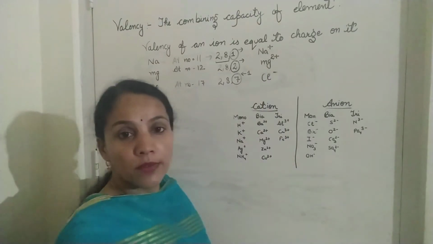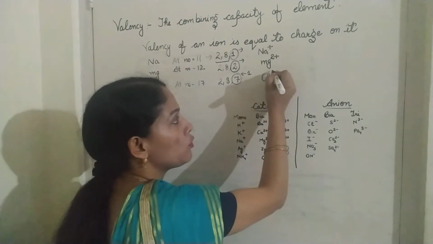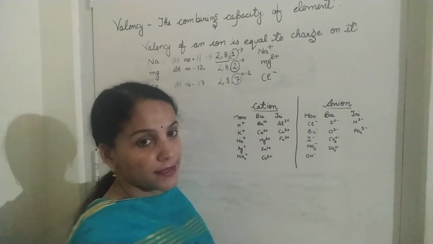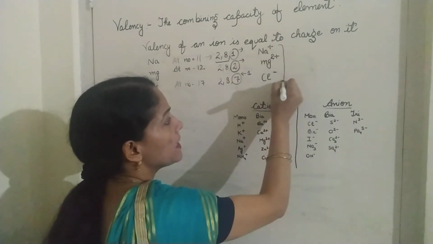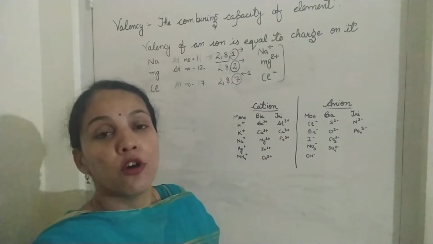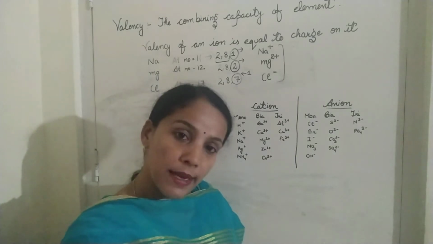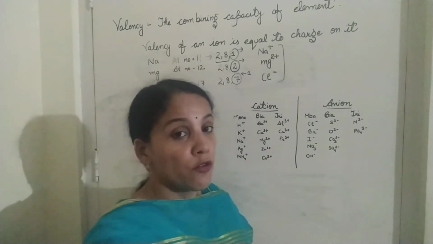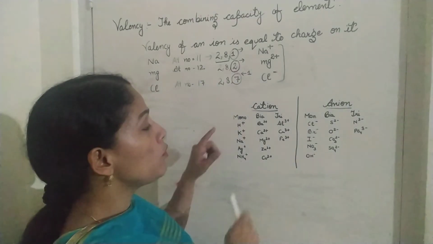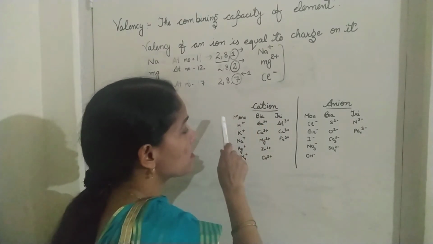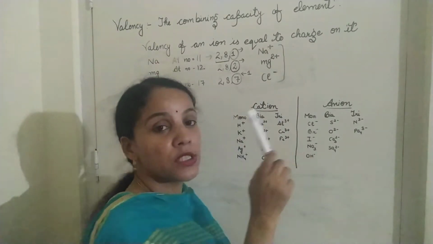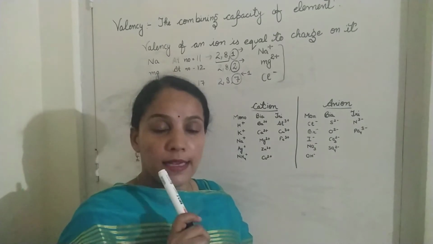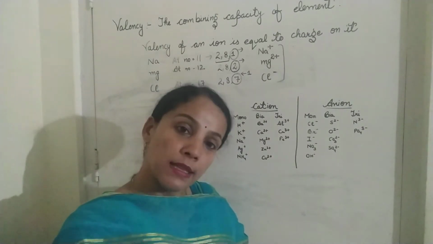How many electrons are we gaining here? Only 1. So no need to write 1 here. Only a single charge is there. So these are the examples of valency, how to find the charge, how to find the valency. Now chemical formula. For chemical formula, you have to learn this table which is given in your NCERT book, page number 37.